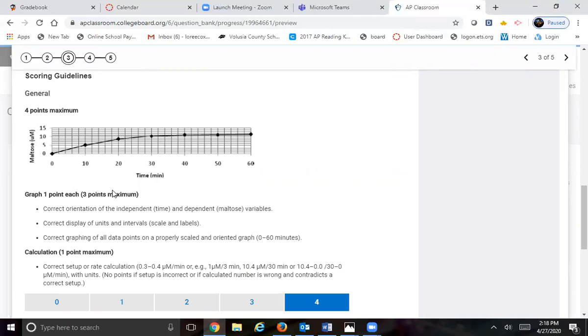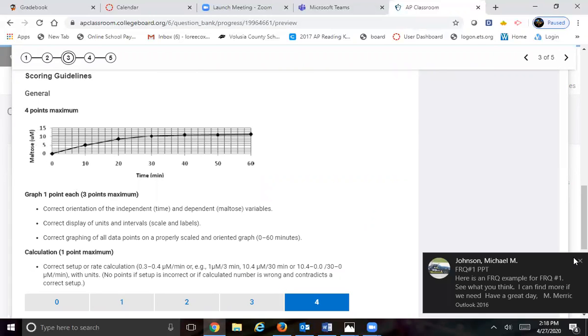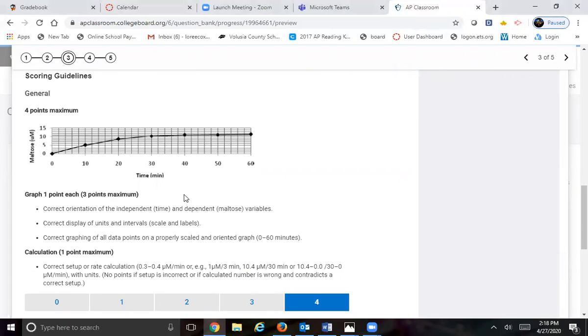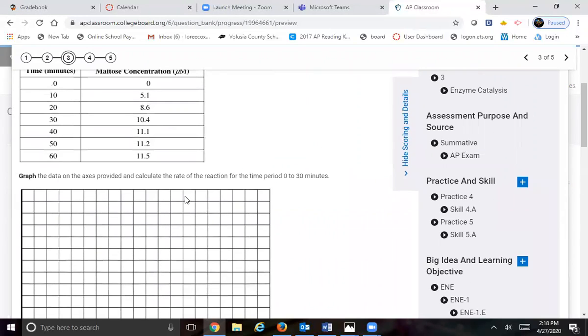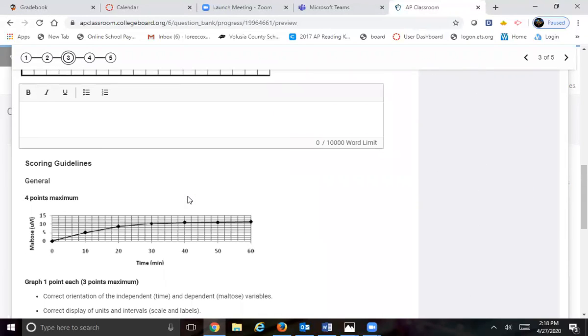Now I highly think that this is probably going to be what you're calculating on your AP test that you have coming up. So I think that you guys should be very comfortable with rate. So rate is simply rise over run. So 0 and what was it they wanted? Between 0 and 30 minutes.